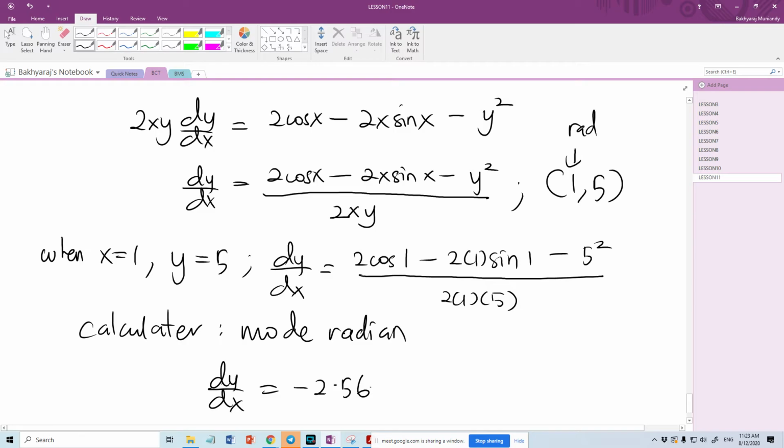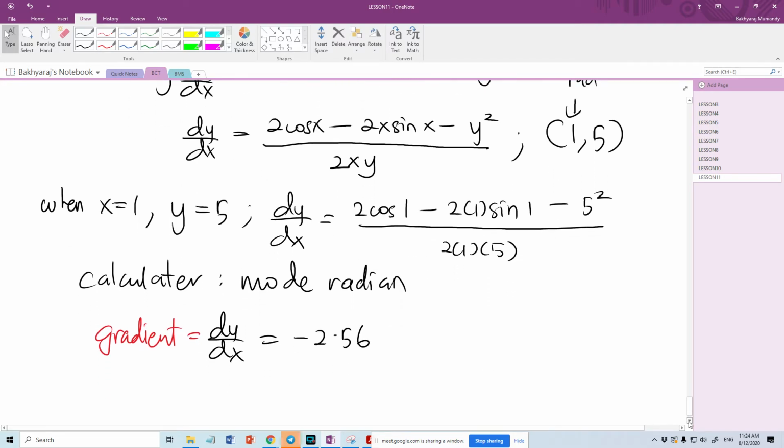Okay, please check this answer. So far can you follow? Did you get this answer? If you got it, very good. Gradient is dy dx. Now go for tangent equation.